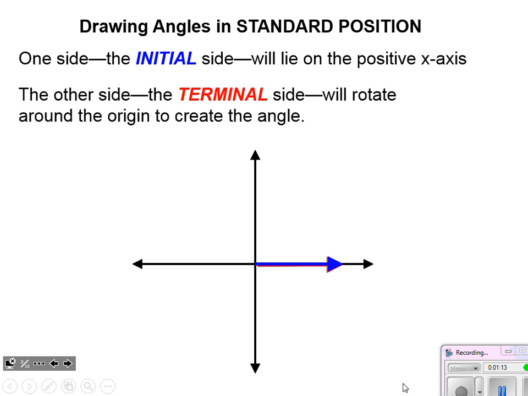All right, one of our first tasks is going to be drawing an angle in standard position. It could be in degrees, it could be in radians, but the angle will have an initial side on the positive x-axis, and then the terminal side will rotate like clock hands around the origin to create the angle. So here I've got a little illustration. We've got our initial side in blue, and then we rotate the terminal side into position, and that creates our angle. How that terminal side rotated, that's what our angle is measuring.